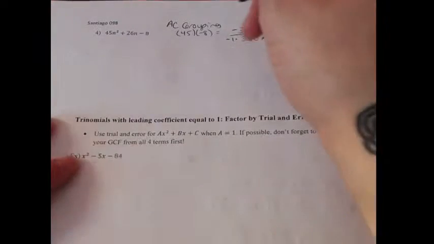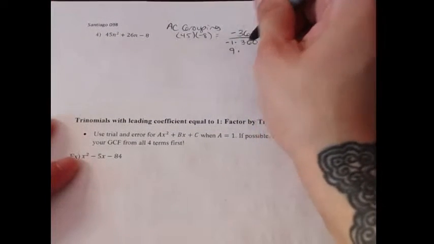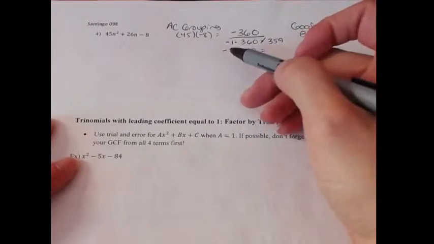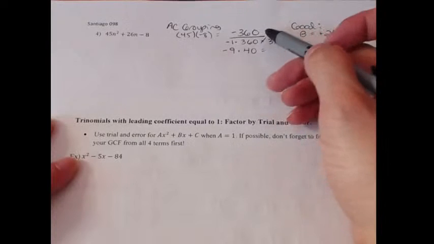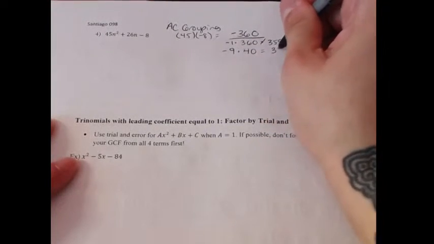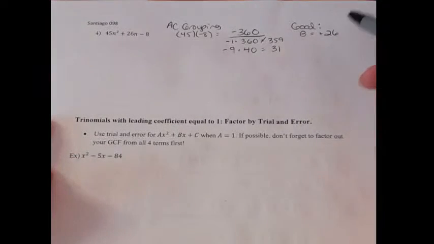So I'm going to check out, let's try 9 times 40, right? So we've got 9 times 40 where 9 is a negative. So negative 9 times 40 is a negative 360. Negative 9 plus 40 is a positive 31. So I'm actually pretty close.